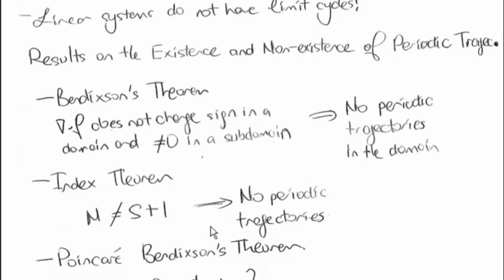The second result was called the index theorem, and in that case we define these N and S numbers. N is the total number of nodes, focuses, and centers which is enclosed by a candidate periodic trajectory, and S is the number of total saddle points of the system in a candidate periodic trajectory. And if this equation is not satisfied, then that candidate periodic trajectory cannot exist. So we have seen this type of non-existence results. There are two non-existence results, and these are the Bendixson's theorem and the index theorem.